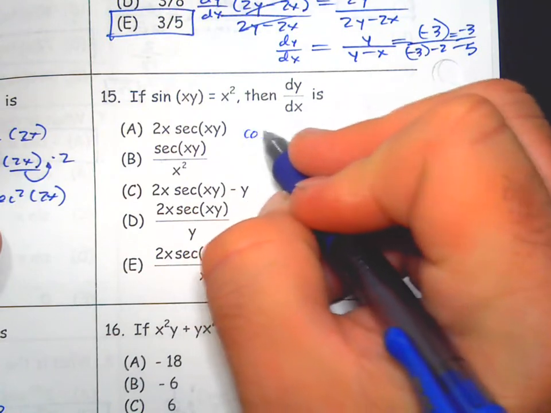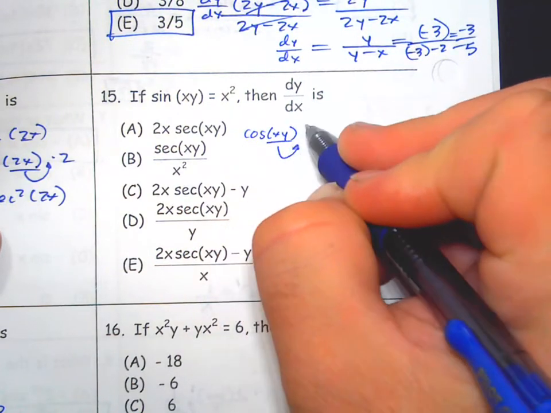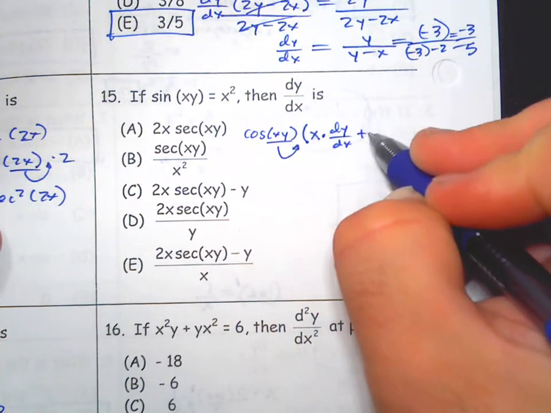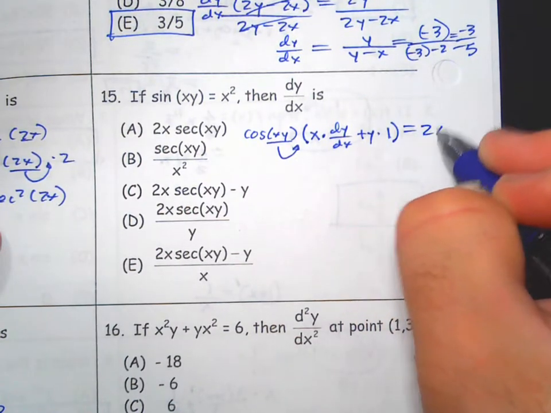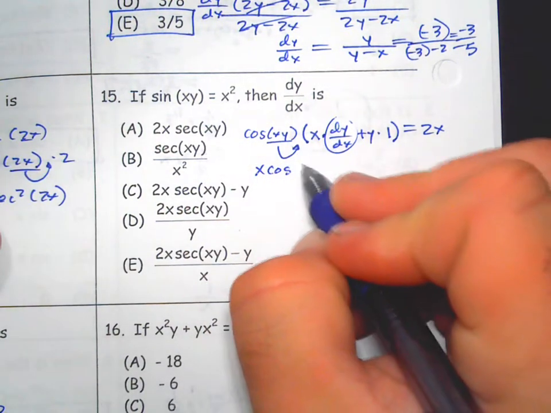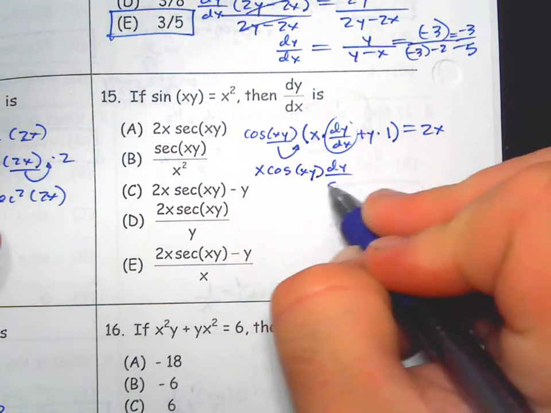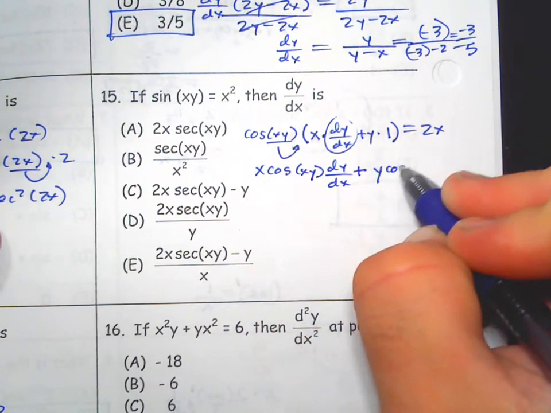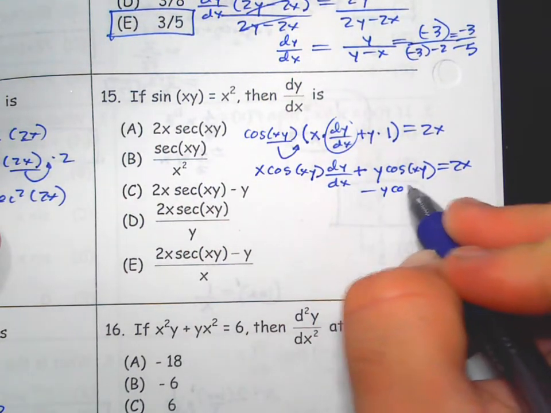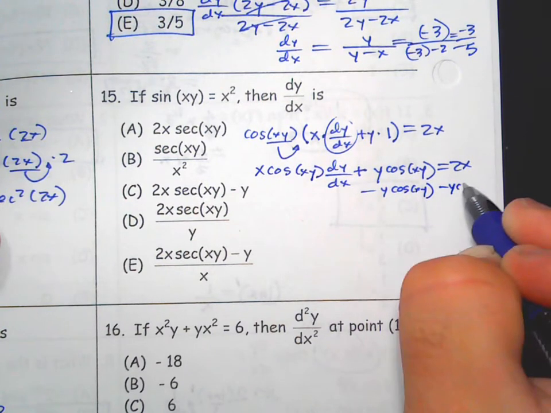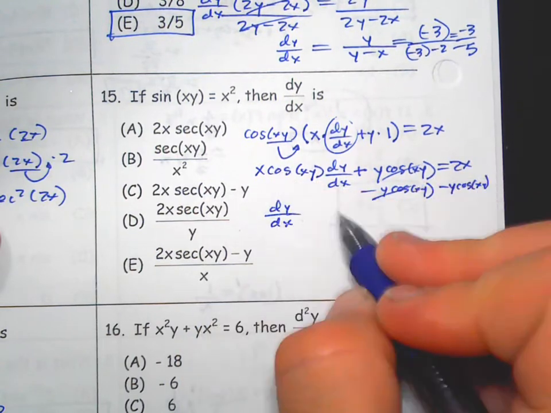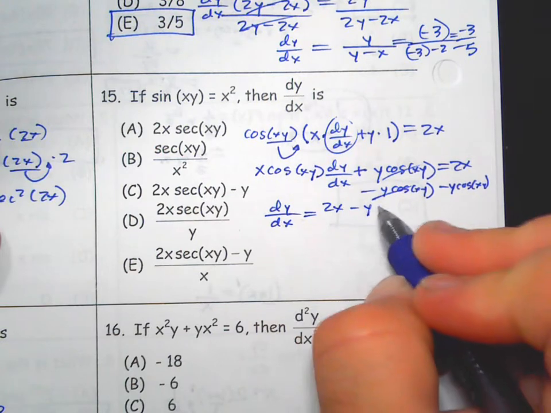Cosine xy times derivative of what's inside. Now you have to put parentheses around this. This is a product rule. x times derivative of y is dy dx plus y times derivative of x is 1, equals 2x. So here's your dy dx. We could distribute this, and then subtract this to the other side, and then divide both sides by that.